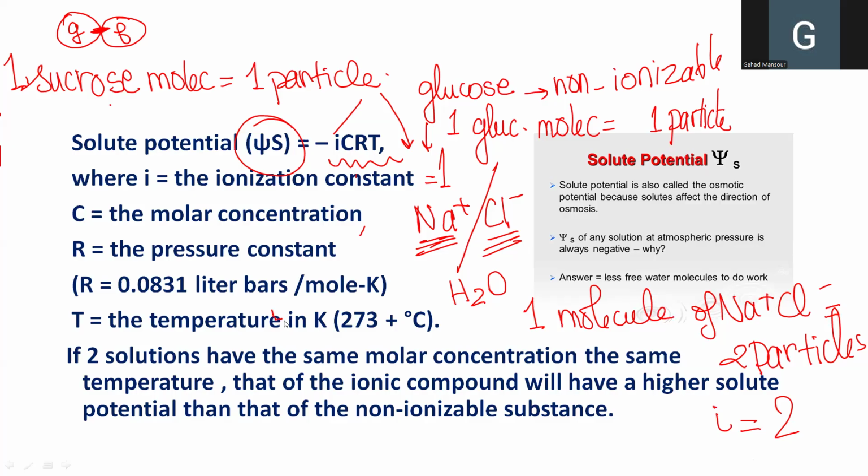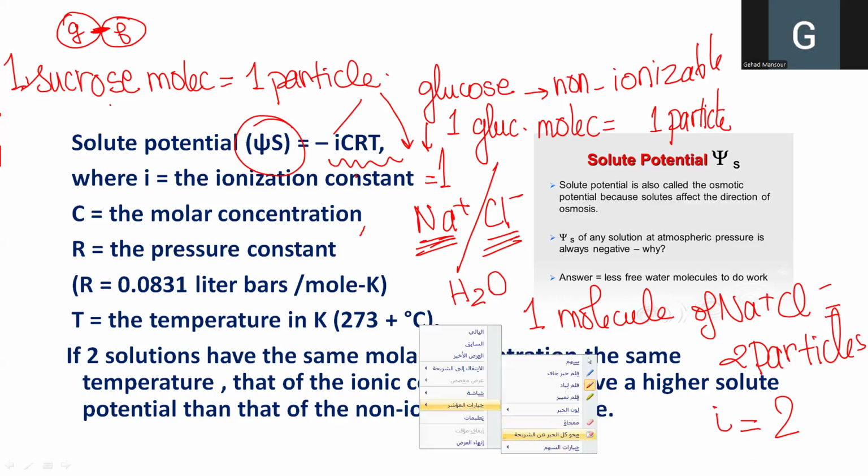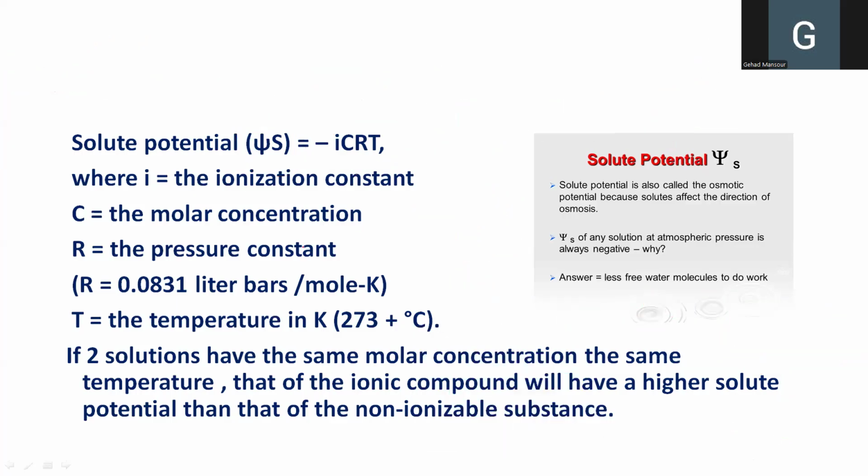in the solution. The molar concentration is the number of moles per unit volume. So you will have, for example, a solution of 0.1 molar, and this, of course, is not constant, it is variable. R is the universal gas constant, or the pressure constant. You can also call it the universal gas constant, and it also applies here with the liquids, and it is equal to a fixed value, which is 0.0831 liter bars per mole Kelvin.